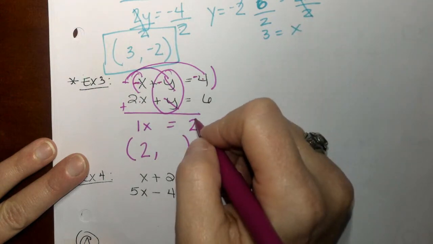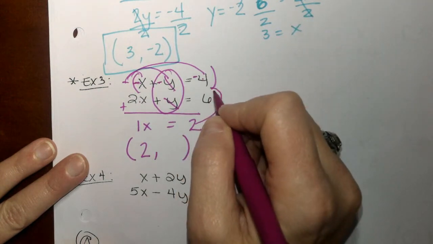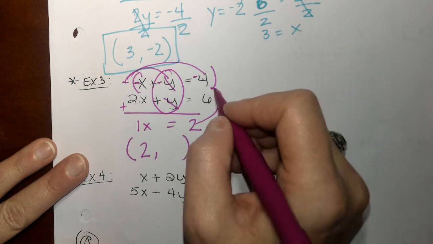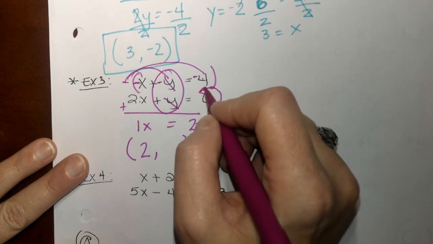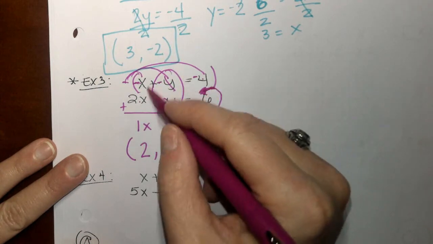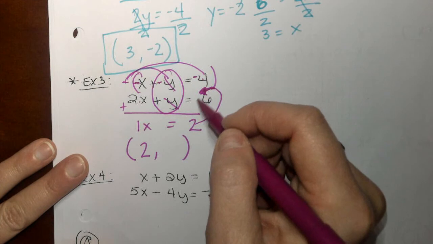So we're going to take that and plug it back into, we can plug it back into this equation, the second one. It doesn't have to be the top one. It can be either one. I just usually do the top one. But since we manipulated that top one, let's just plug it into the second one.